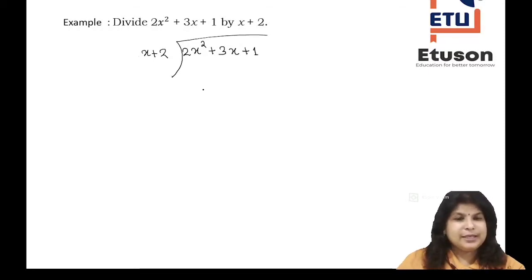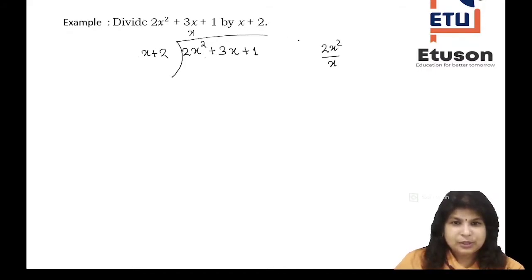So what is the next step? In the next step, you have to divide the first term of the dividend by the first term of the divisor. The first term is of course the maximum power, right? So here in this case it is 2x square. So 2x square divided by x. Whatever may be the answer, that particular term you need to write at the top, in the quotient part.